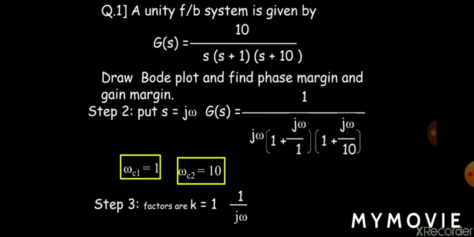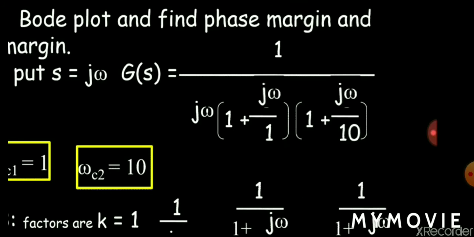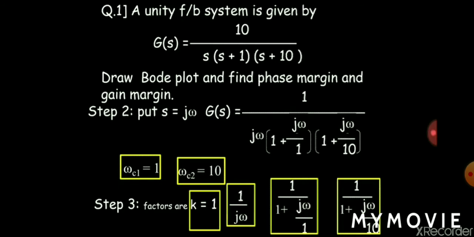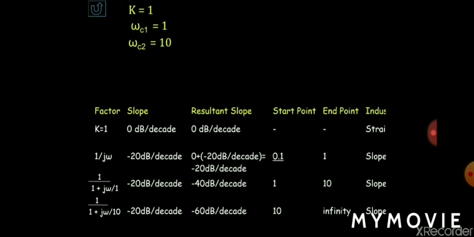So, step 3 is to find the factors. K is equals to 1, then we have simple poles, and then we have a pole at the origin, that we need to identify. So, that is identifying the factors. K is equals to 1, we have an s term in the denominator, so that is a pole at the origin, then we have two simple poles. Then we have two corner frequencies, omega C1 and omega C2.